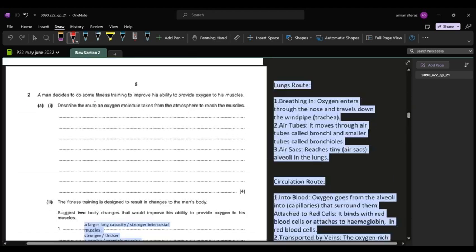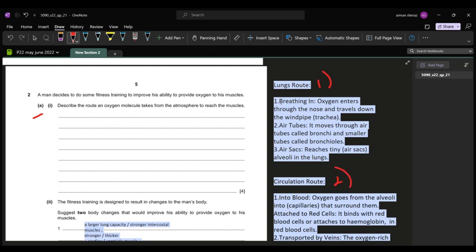Question number 2. A man decides to do some fitness training to improve his ability to provide oxygen to his muscles. Part A. Describe the route an oxygen molecule takes from the atmosphere to reach the muscles. Now, basically, you can divide this route into two parts. First can be the lungs route, and the second can be the circulation route. So, in the lungs route, आपने lungs तक की journey describe करनी है.